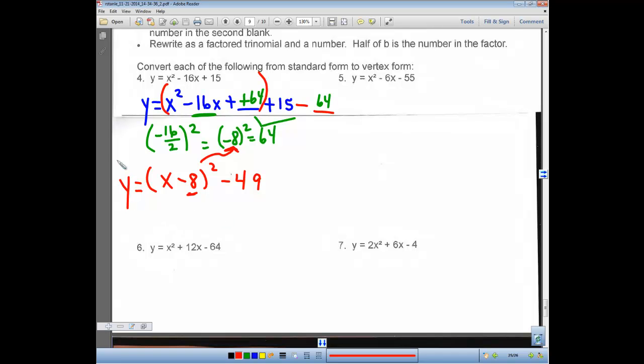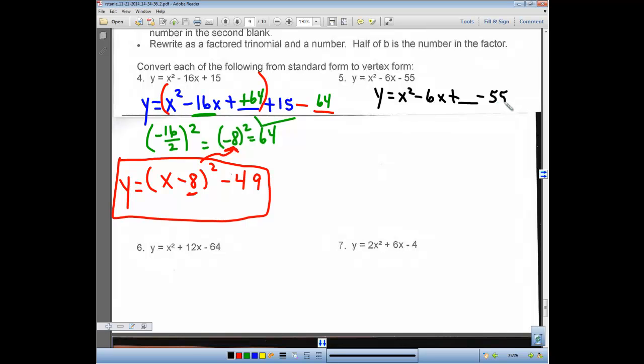to vertex form. Next example, x squared minus 6x minus 55. We rewrite the equation, leaving a blank after the 6x, so negative 6x plus blank, and leaving a negative blank after the 55. The reason why we do this is I do not want to change the number on this side of the equation. So if I add it, I also have to subtract it.